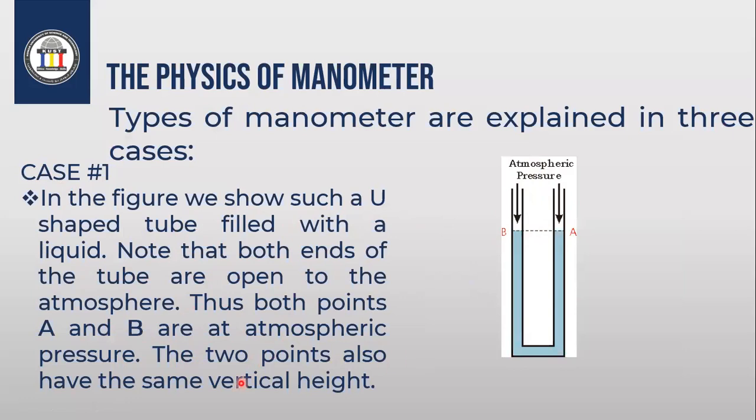The two points also have the same vertical height. So that means the pressure on this side is the same as the pressure on that side, because the height of the column here is the same as the height of the column there. See, the empty space here is the same as the empty space here. That means the pressure here is the same as the pressure here. And this is case one.